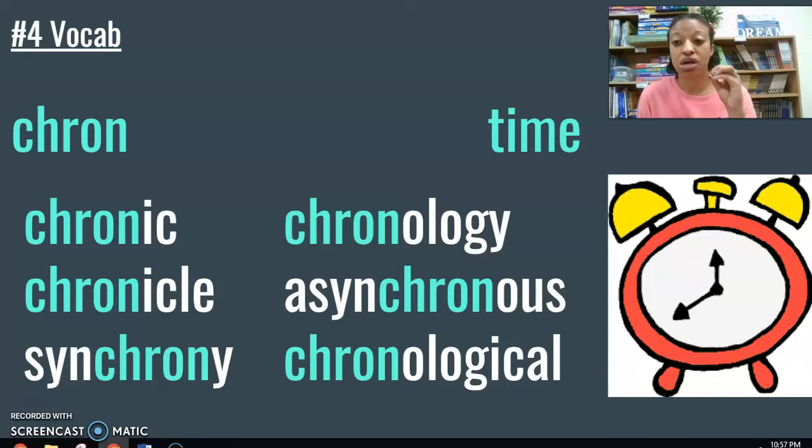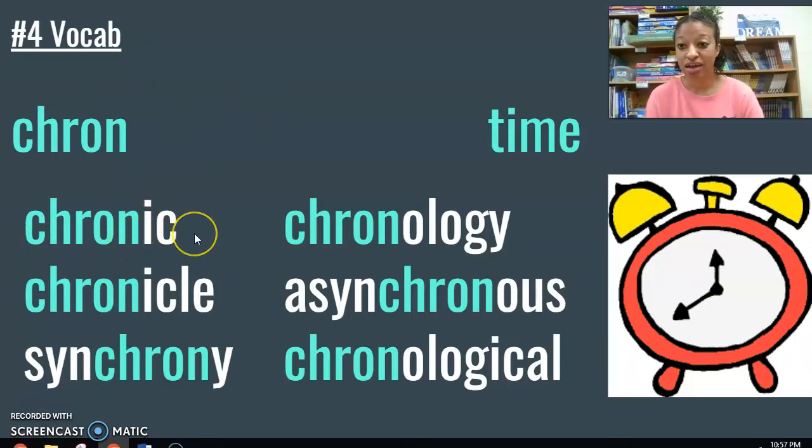Okay, so this is Chron. It means time. Some of these words were kind of tricky, and I almost hesitated putting some of these on here, but I figured that you could handle it, and you're probably going to see a lot of these if you haven't already inside your text, okay? Because a lot of these are pretty common. So let's go ahead and read some of these together, okay?